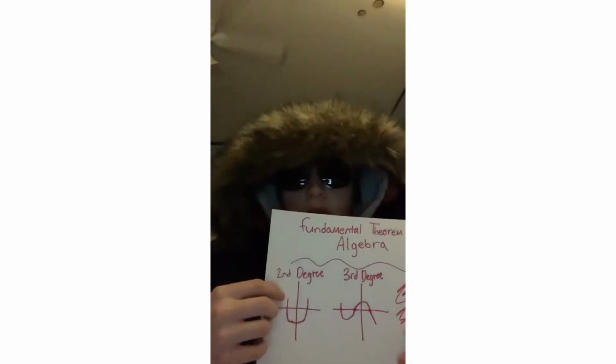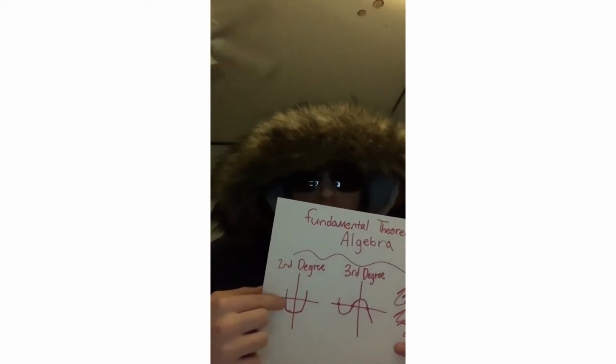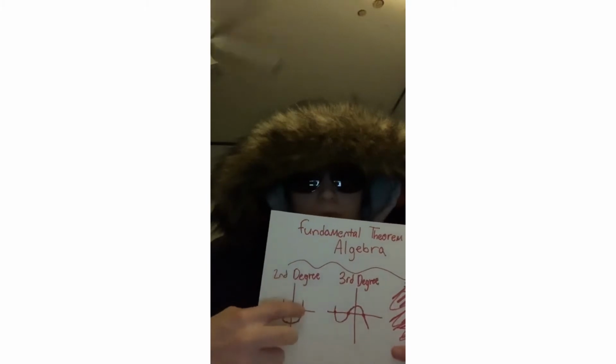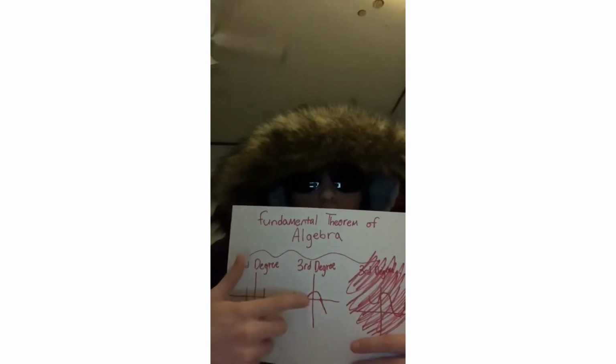So now I'm going to be discussing the fundamental theorem of algebra. Basically, the fundamental theorem of algebra is based on the degree of a polynomial. That is how many roots the polynomial graph will have. For example, let's say we have any second degree polynomial right here. As you can see, it has 2 real roots. And for this third degree polynomial, it has 3 real roots.